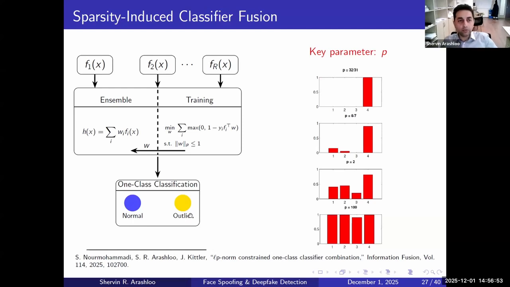If you are wondering how we set the p parameter, it is set using validation data. So we find the p that maximizes the performance on our validation set.